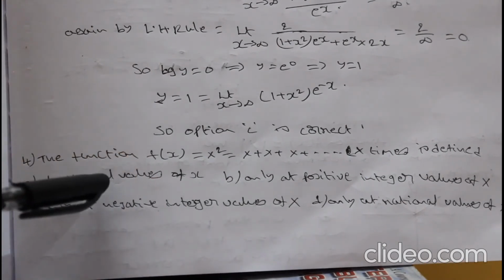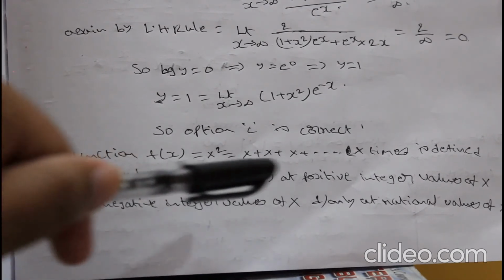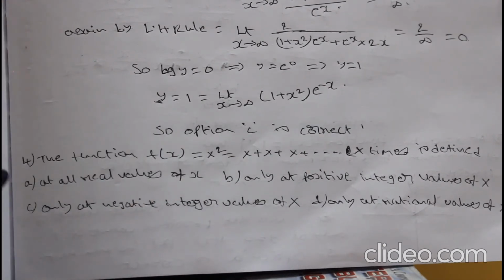So option A is also not correct, because if it is obeyed in all integers and rational numbers, then only can we say that it is a real value. So option A is also eliminated. So option B is correct.